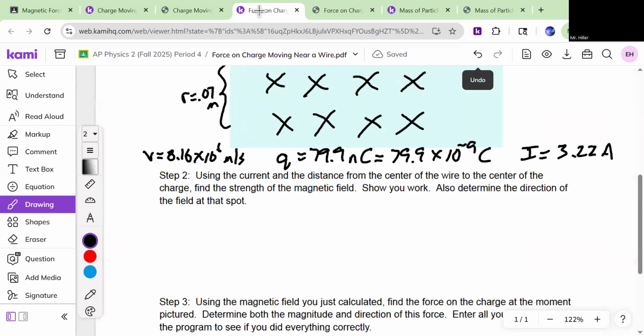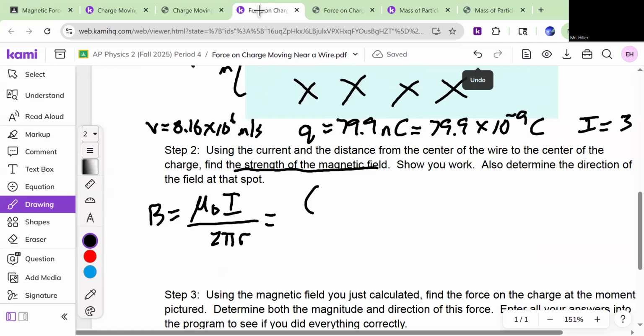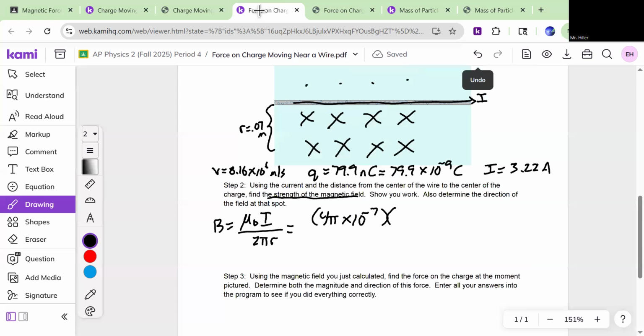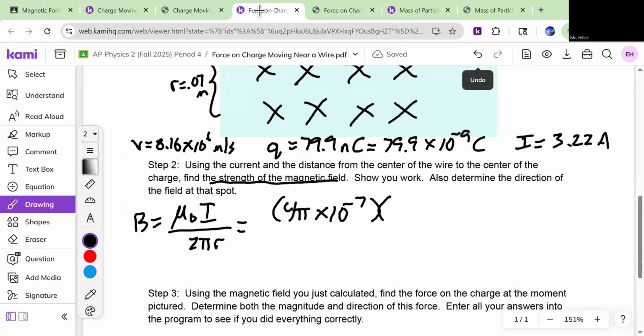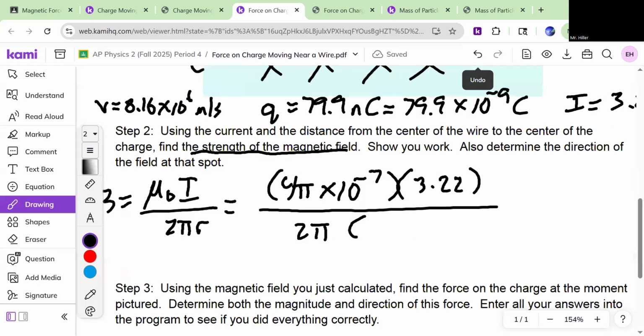All right, so the first thing we're going to do is, using the distance from the wire, calculate the field strength. So we're going to go B equals mu naught I over 2 pi R. Remember, mu naught has a value, that's the permeability of free space. Its value is 4 pi times 10 to the negative 7, times your current, 3.22 amps, divided by 2 pi times your R, which was 0.07.